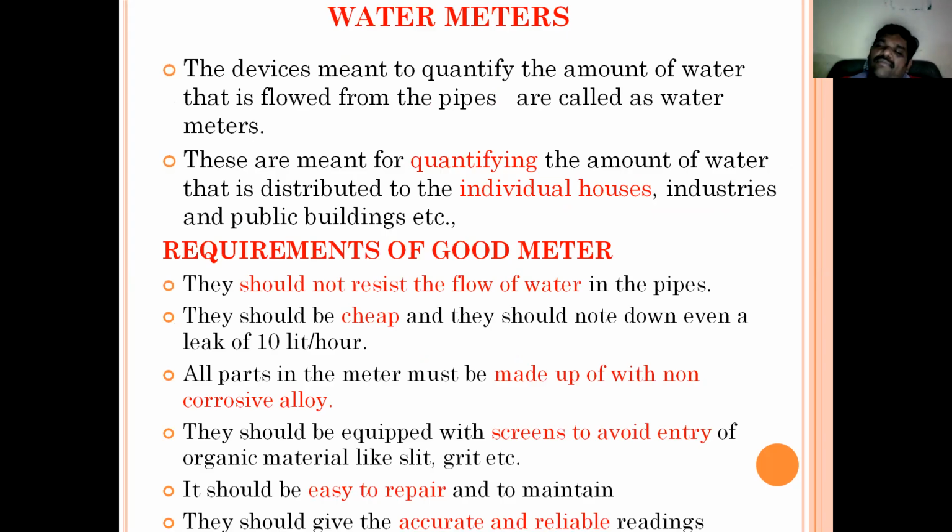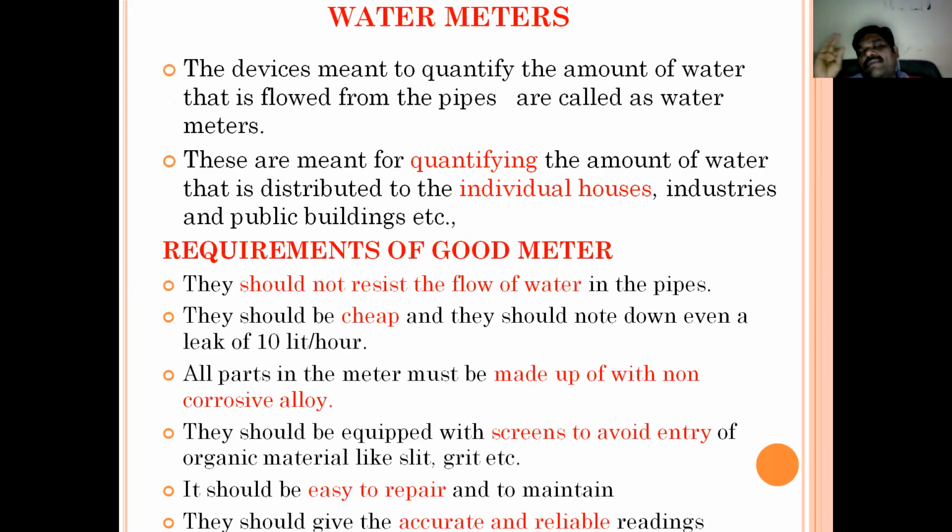See, one more thing: water meters are the devices meant to quantify the amount of water that is being supplied through the pipes. These are meant for quantifying water at all capacities, at all areas: individual houses, industries, all public buildings, etc.